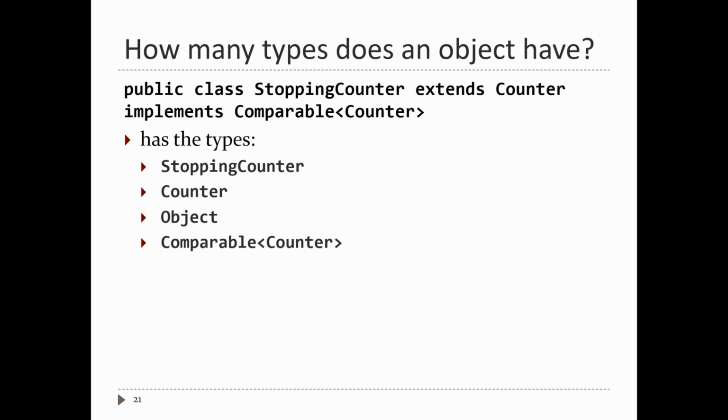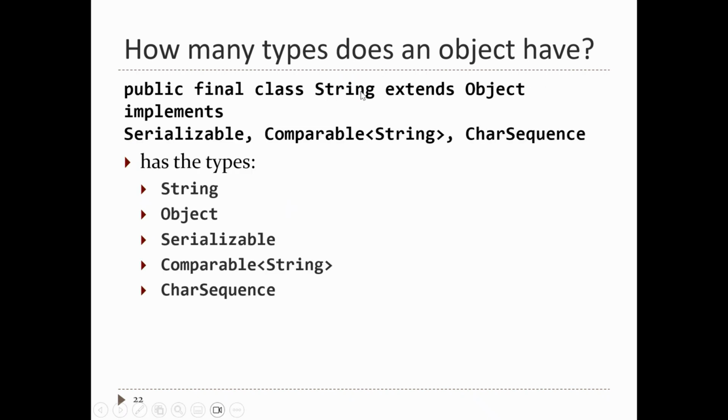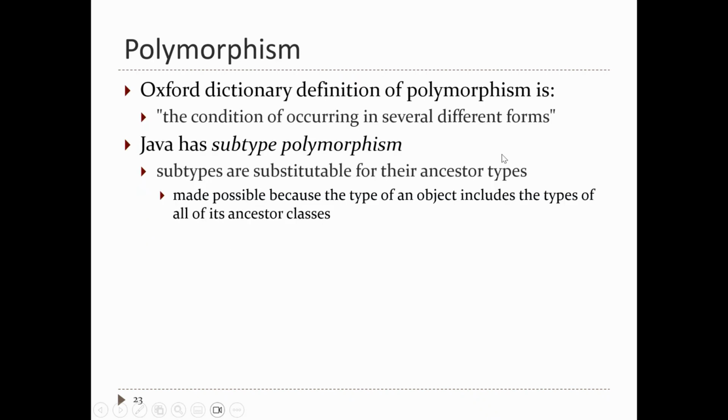a StoppingCounter is substitutable for a Counter. It's also substitutable for an Object. So if there's a method that takes in an Object, I can safely pass it a StoppingCounter. If there's a method that takes in a Comparable<Counter>, I can pass in a StoppingCounter. Comparable<Counter> is one of the types of StoppingCounter. So this subtype polymorphism in Java is made possible because the type of an object includes the type of all of its ancestor classes and all of the interfaces that it implements.